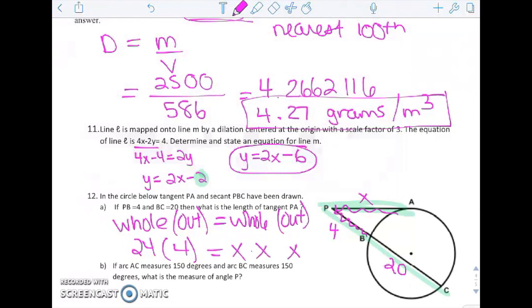So here I get x squared equals 96. Square root both sides. Again, it does not say that you need to simplify your radical, so if it doesn't say, you can just leave it like that.